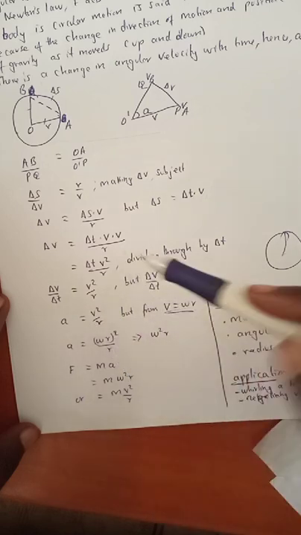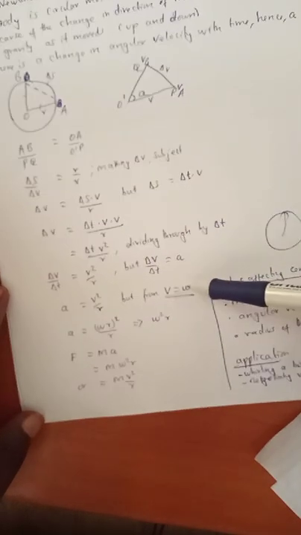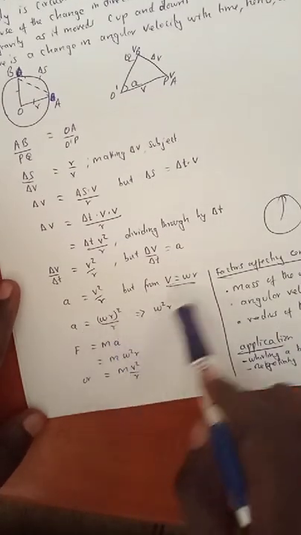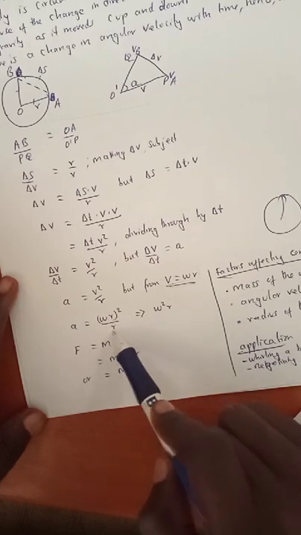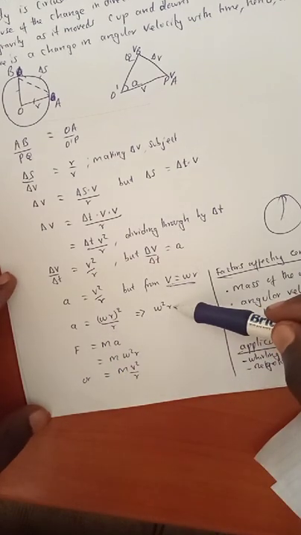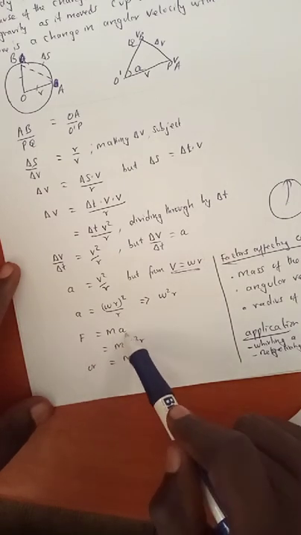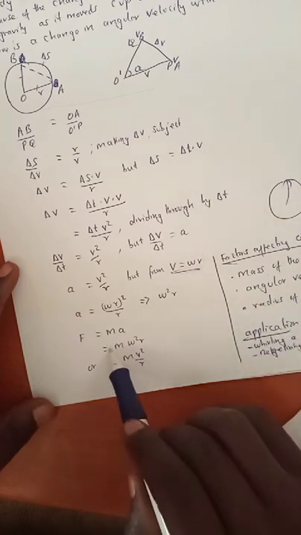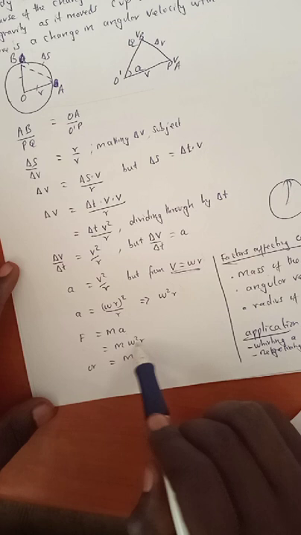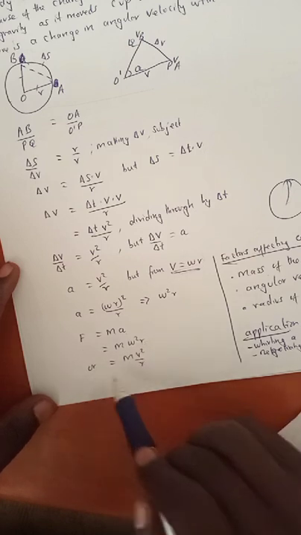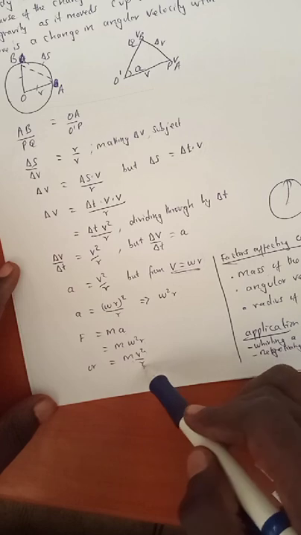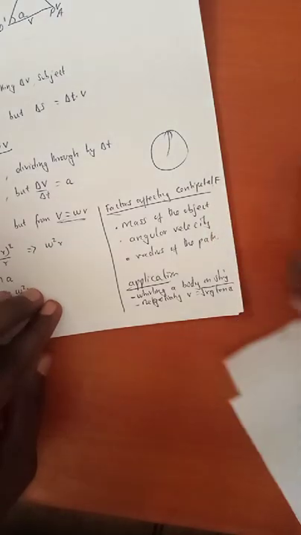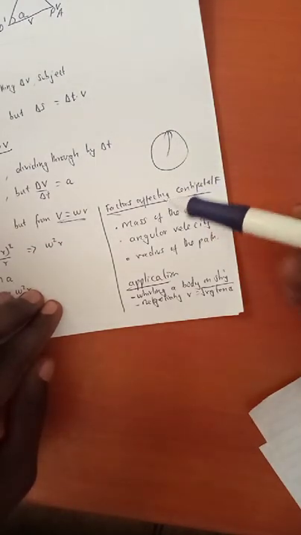Remember, v squared over r, but we had already said here that v is the same as omega times radius. So therefore, you can also say that acceleration is given by omega r squared over r, which leaves you with omega squared r. Remember, force is equal to mass times acceleration. So therefore, the centripetal force maintaining the object in circular motion is given as either mass times the angular velocity squared times the radius of the circular motion, or mass times linear velocity squared over the radius of the circular motion.